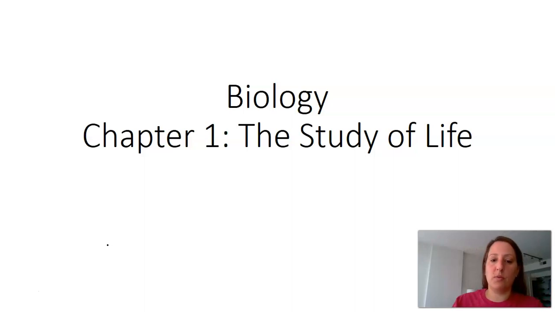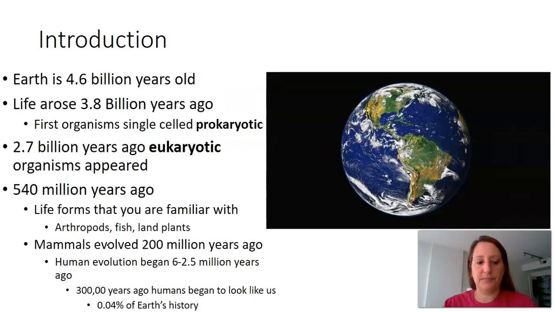So again, this is chapter 1, the study of life. Here's a picture right from your textbook. Obviously, this is Earth. Our planet is about 4.6 billion years old, and we believe that life arose on the planet about 3.8 billion years ago. So life has existed on the planet for a pretty long time, and we have evidence of this in our fossil record.